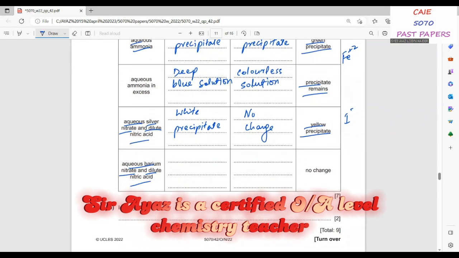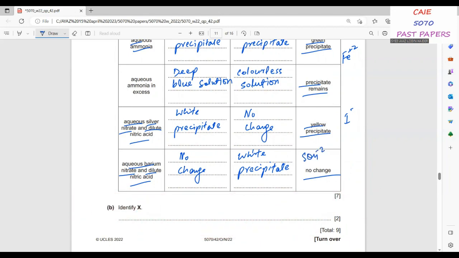Aqueous barium nitrate and dilute nitric acid. Barium nitrate is a test for the sulfate ion. So we will get white precipitate for zinc sulfate only. In case of copper 2 chloride, we'll get no change. For X, you have also mentioned no change, so sulfate ion is absent here. Now they are asking about the identity of X. You can write iron 2 iodide, FeI2.